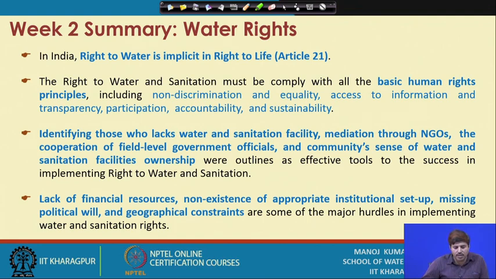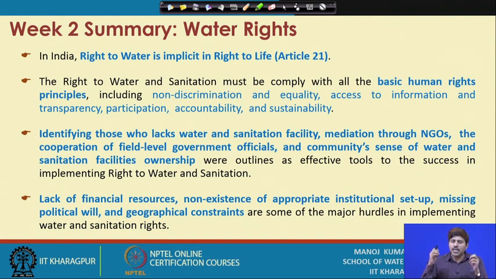Now, identifying those who lack water and sanitation facilities, involving NGOs and various other stakeholders in the process, the cooperation of field level government officials, and the community's sense of ownership of the water and sanitation facilities were outlined as effective tools to ensure the implementation of the right to water and sanitation in the United Nations meet.